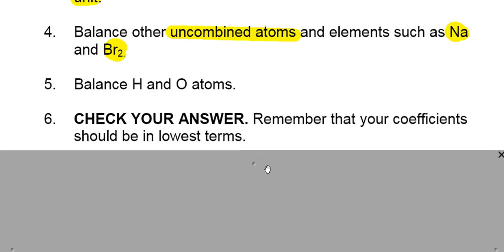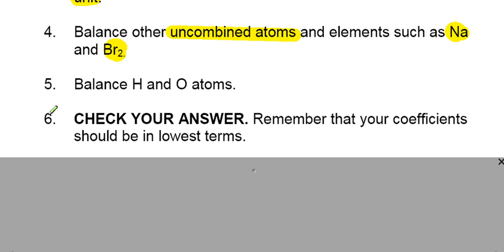The last guideline, no matter what you do, is one that you should always check. Check your answer. Once you're done balancing, go back and look at your answer a couple minutes later, count your number of atoms, simplify your coefficients to the lowest terms. So if you have a bunch of 2, 4, 2, make sure they get reduced to 1, 2, 1. Okay? But always check at the end. This is the step that a lot of people just end up missing.